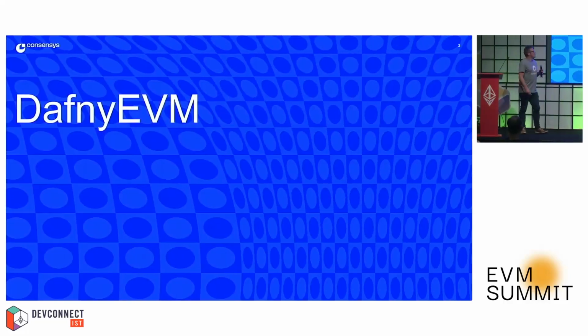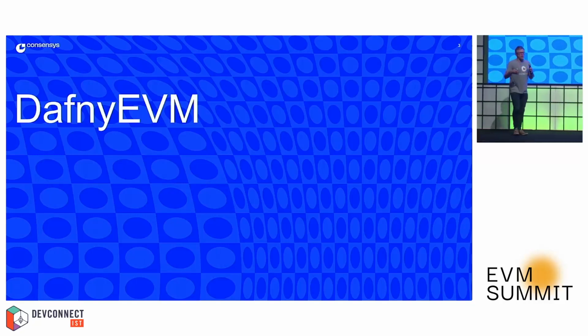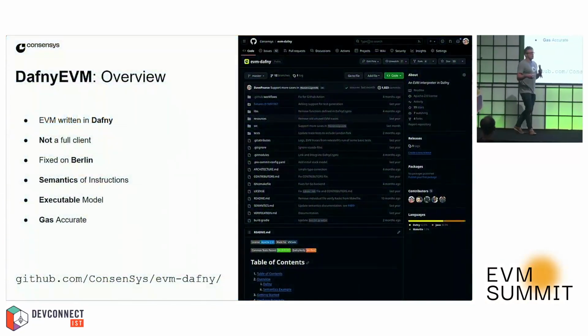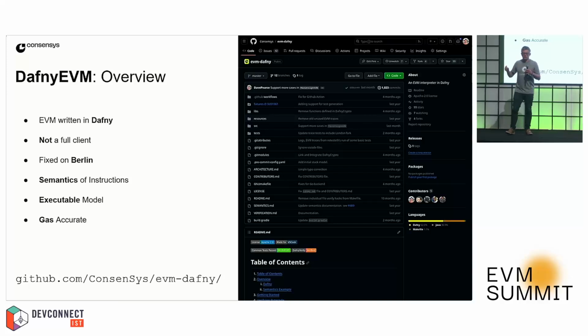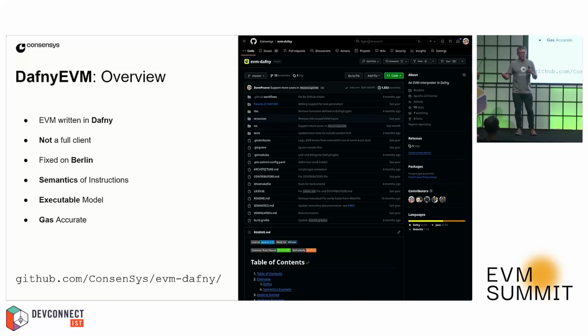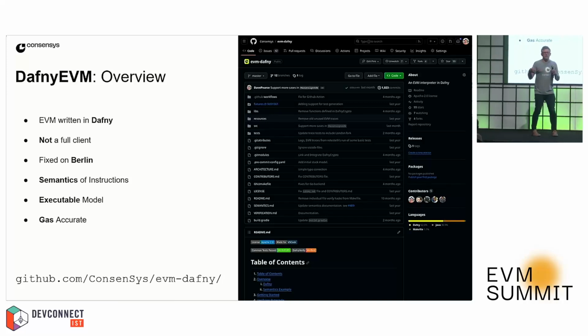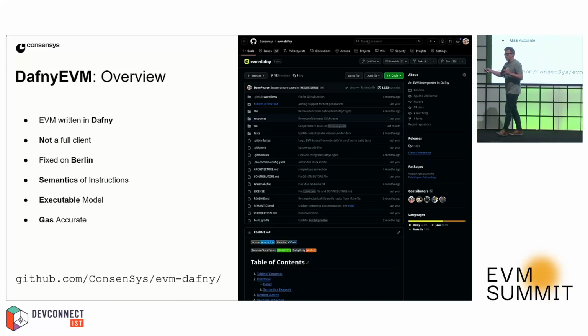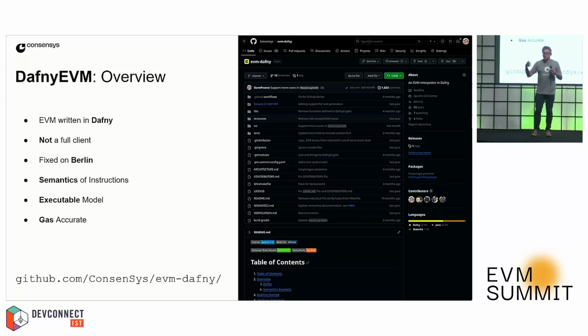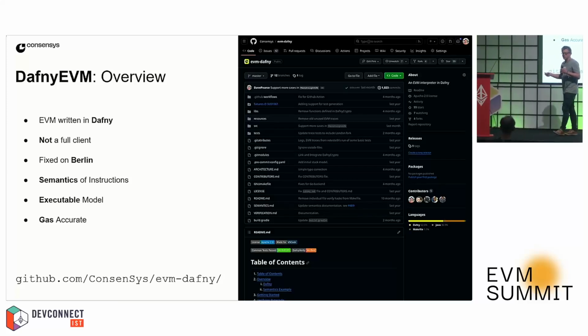So let's have a look. I'm going to talk a little bit about the Dafny EVM. This is a model of the EVM that we've built. We've used a programming language called Dafny, which we'll see a little bit of later in the talk. Dafny is the verification system that we're using. It's an EVM written in Dafny. It's not a full client. We haven't implemented everything. It's also fixed on Berlin at the moment. We could support other forks, but for now we're just keeping it simple. And we've implemented the semantics of all instructions that are supported in Berlin and some others, in fact.